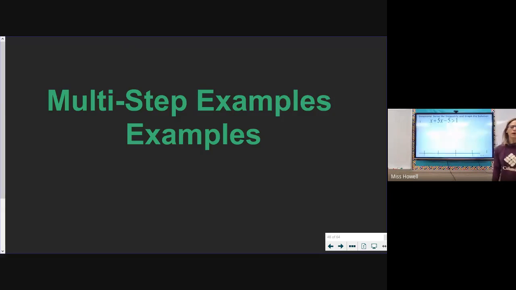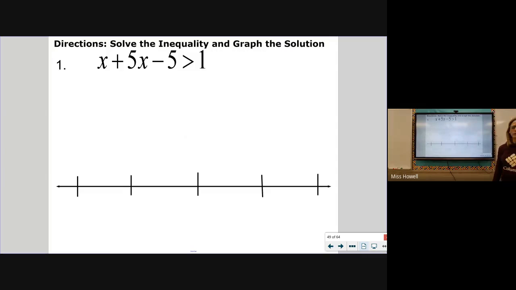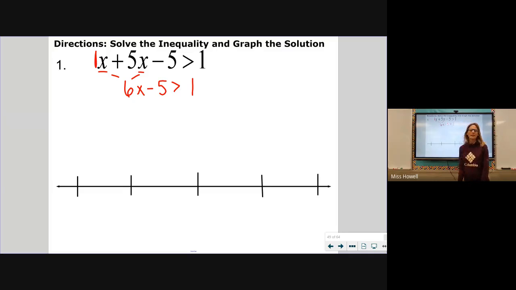All right, so number 1, can we solve for x when we have the inequality x plus 5x minus 5 is greater than 1? This is definitely bigger or more complex than just a 2-step problem because we have some simplifying that we could do here first. So we want to combine like terms. This is a 1x. There's no distribute here, but we have 2 things that have x that can go together. So 1x plus 5x would give us a total of 6x minus 5 is greater than 1. Nothing else to simplify.